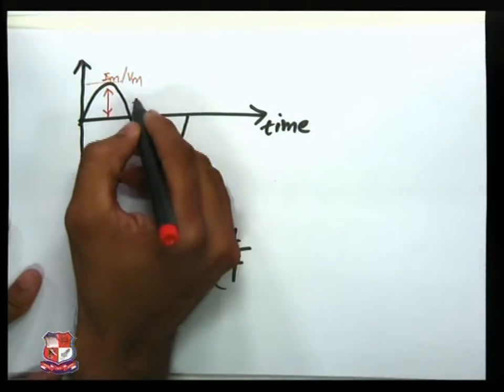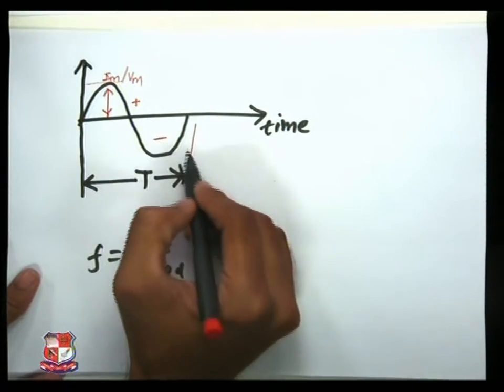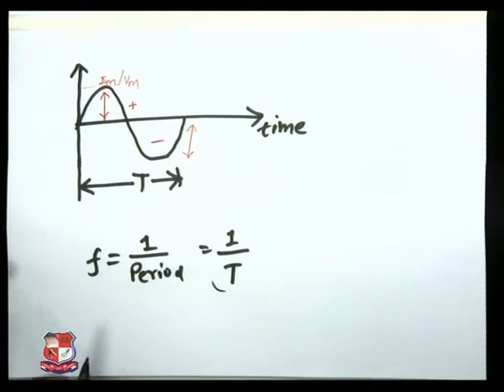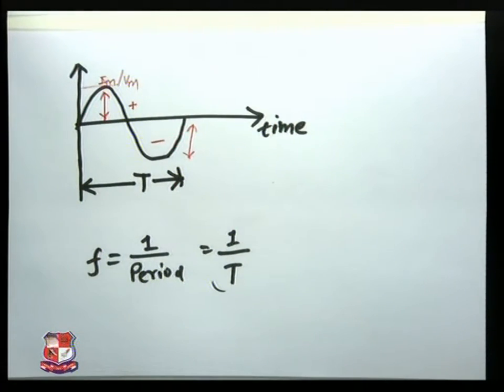It may be either positive or negative. It may be a negative maximum or a positive maximum. So it is known as amplitude or maximum value.